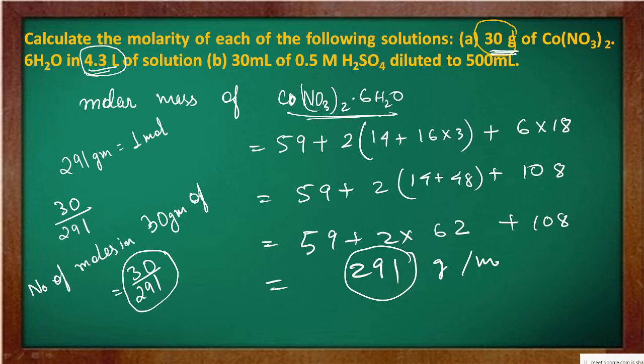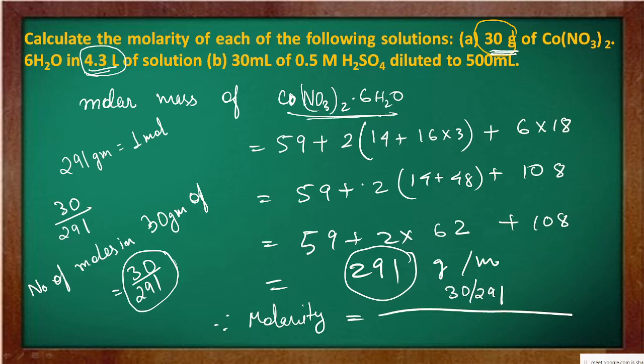Then here you will just directly write: therefore the required molarity is equal to the total number of moles, that is 30 by 291, divided by the total volume of the solution, that is 4.3 liter. Then if you go on solving this, you will get some value, and that value you can determine by yourself.